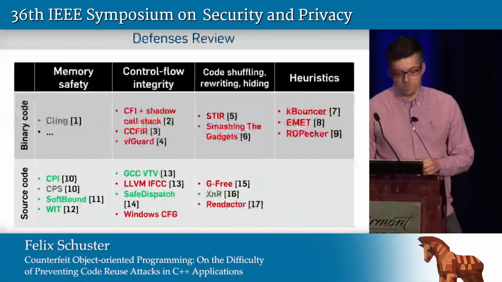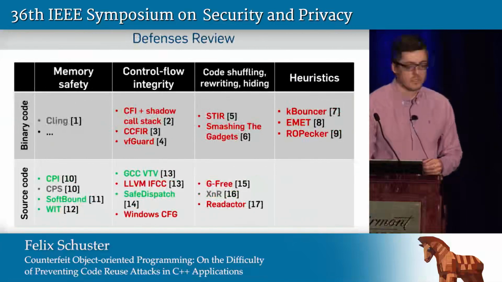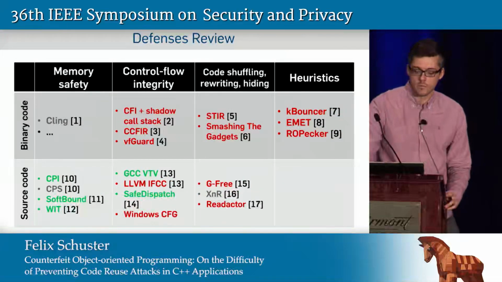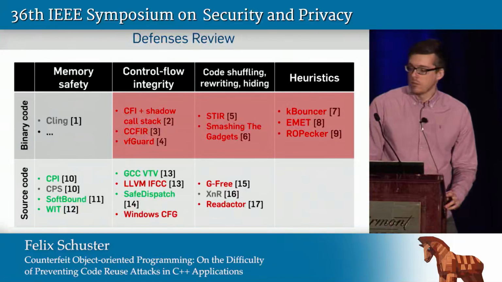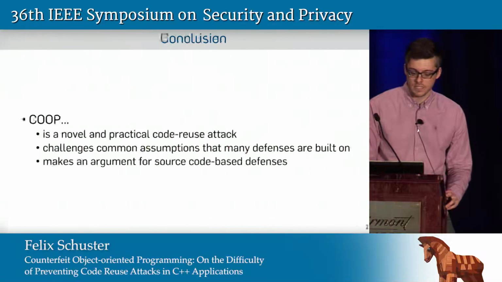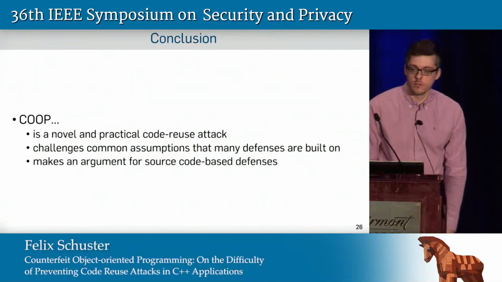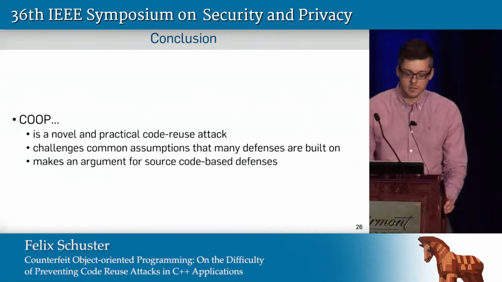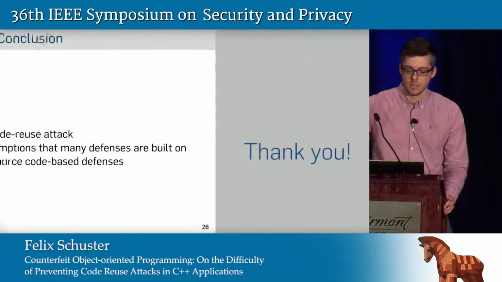So here's the table from before, and I colored some defenses that are vulnerable to COOP in red, and defenses that are not vulnerable in green. And we can see that basically most of the binary-only stuff is vulnerable. All right, that's it. Conclusion: I presented a novel code reuse attack that challenges common assumptions that many defenses are built on, and we make a strong argument for source code-based defenses that consider high-level programming language semantics. Thanks.